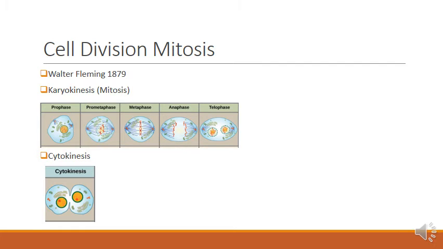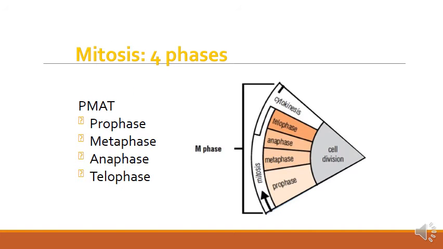The division of the genetic material involves replication and accurate distribution in the daughter cells, and is therefore more complex. It is called nuclear division, mitosis, that is karyokinesis. Here you can see the events of the mitosis phase: MPMAT, prophase, metaphase, anaphase, telophase.